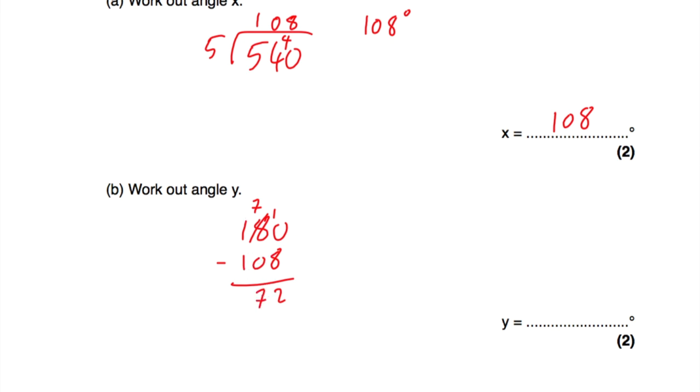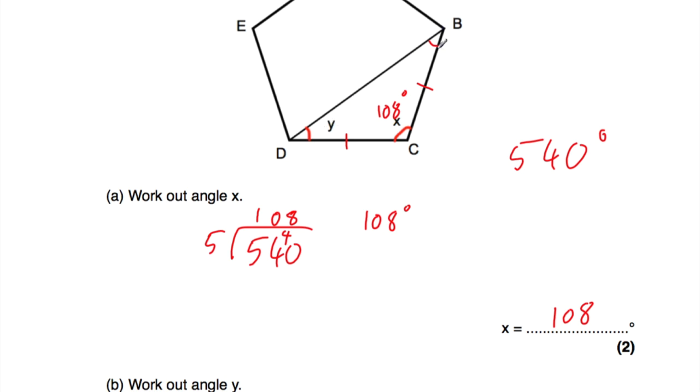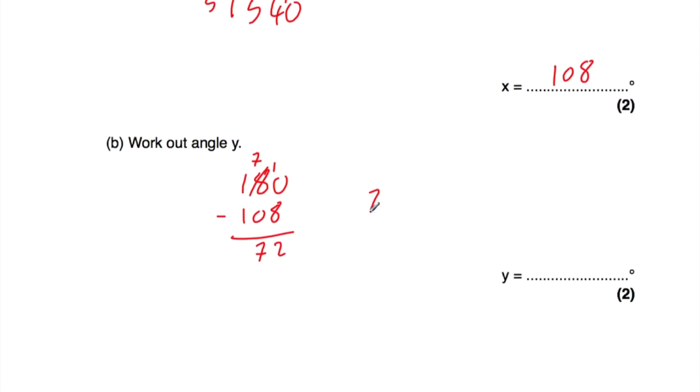So that means that the two angles, the Y and the one over here, those two angles will add together to be 72 degrees. Now if we divide by 2, we can find the size of Y. So let's take our 72 and divide it by 2. So 2 goes into 7 3 times, remainder 1, and 2 goes into 12 6 times. So 72 divided by 2, or half of 72, would be 36. So that means that Y is 36 degrees, and that's it.